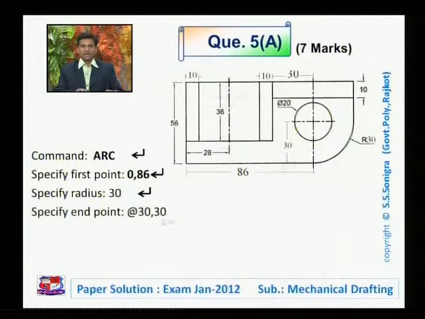Endpoint would be at 30 and 30. So at means from this point 30 mm on x-axis, 30 mm on y-axis. So the endpoint would consider this point as an endpoint. Radius is known to us. Enter, so it will draw this arc, and if we escape, this arc is drawn.